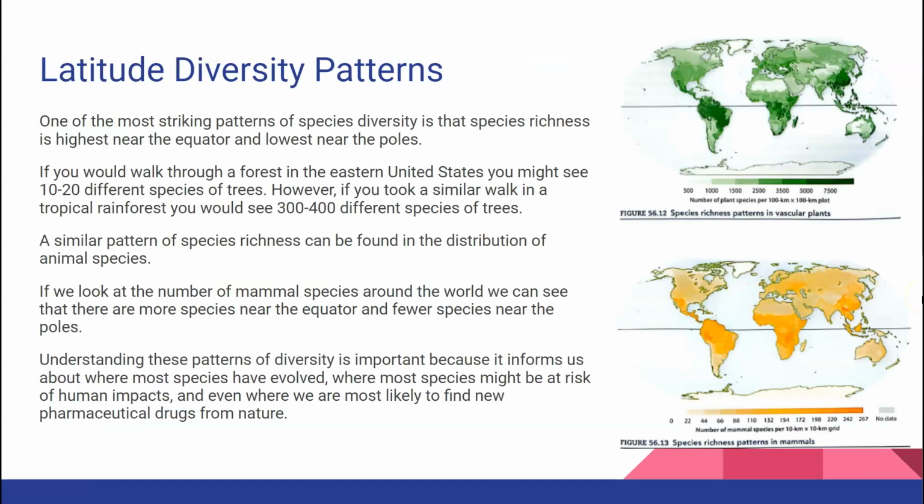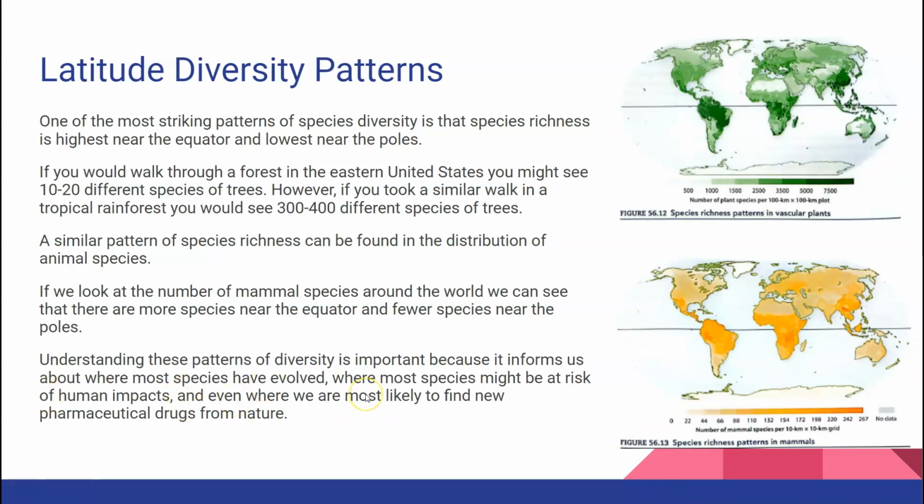We then see latitude diversity patterns. So you'll see one of the most striking patterns of species diversity is that species richness is highest near the equator and lowest near the poles. So if you would walk through a forest in the eastern United States, you might see 10 to 20 different species of trees. However, if you took a similar walk in the tropical rainforest, you would see 300 to 400 different species of trees. A similar pattern of species richness can be found in the distribution of animal species.